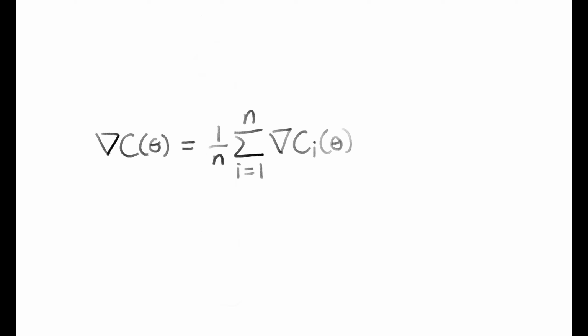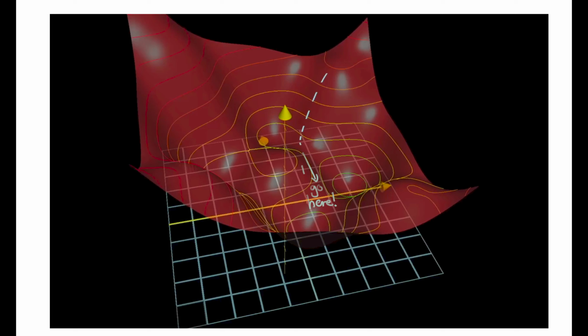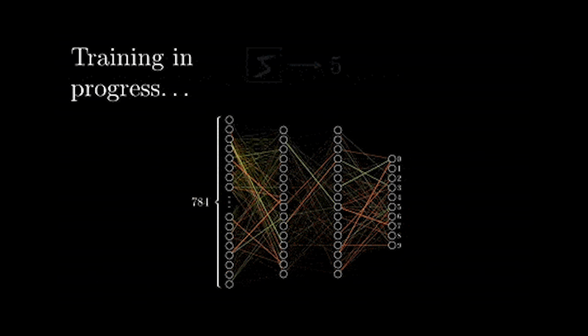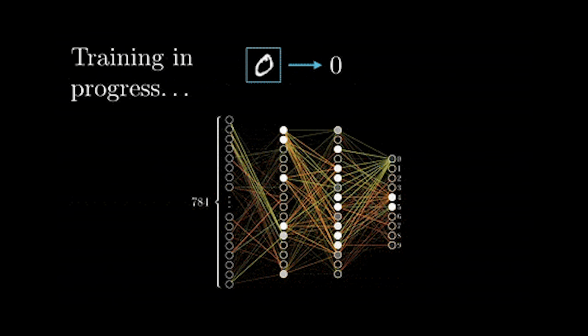By taking the average gradient across all the samples, we are effectively finding the overall direction that minimizes the loss for the entire dataset. This way, we're not just improving for one or two examples, we're improving for all of them for our model.